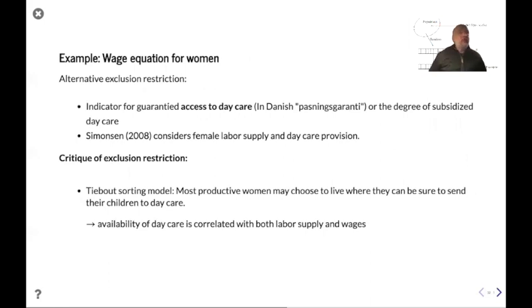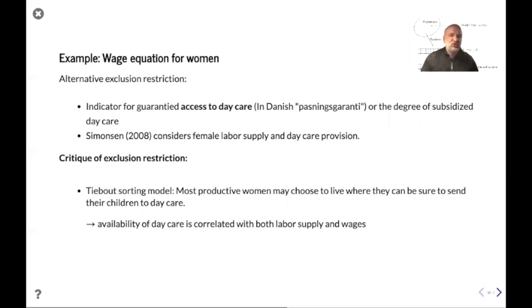Okay, so other people are using other instruments, and often it's by some reform that's affecting how people could sort into the labor market with different probabilities before and after, or in different regions, and so on.